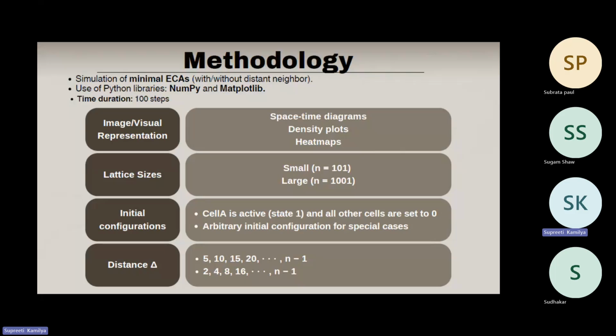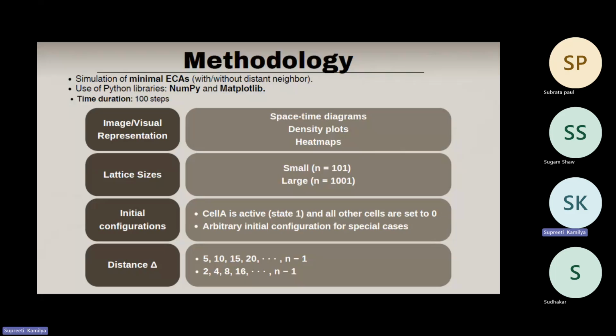And there are heat maps. Heat maps provided the difference between the initial space-time diagram and the changed space-time diagram. The lattice size ranged from small to large, where we took the small lattice size to be 101 cells and the large lattice size to accommodate 1001 cells. And there were two kinds of initial configuration. In one, cell A, the central cell, was active, and the remaining cells were set to zero. The other initial configuration was arbitrary in nature, such that every cell in the cellular automata had equal probability of being in state 0 as well as state 1.